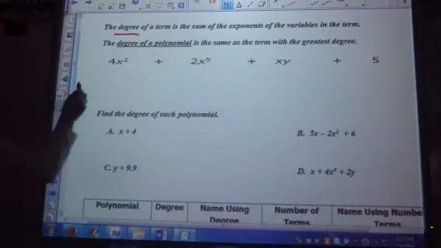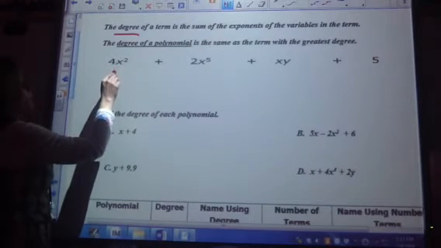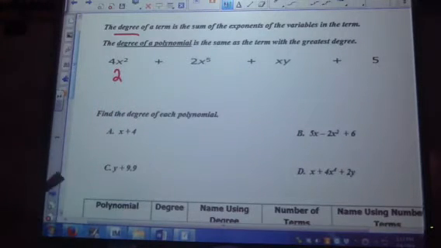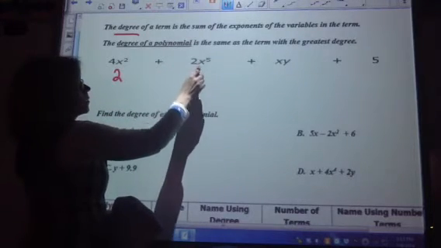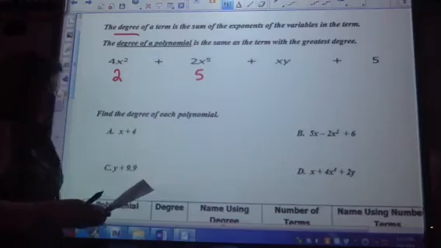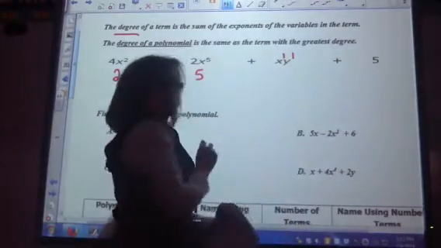So we look at each term. This first term, our degree is the greatest exponent. So that would be a 2. This second term, our degree is the greatest exponent, which would be a 5. Now on this one, we have an exponent of a 1 and an exponent of a 1.